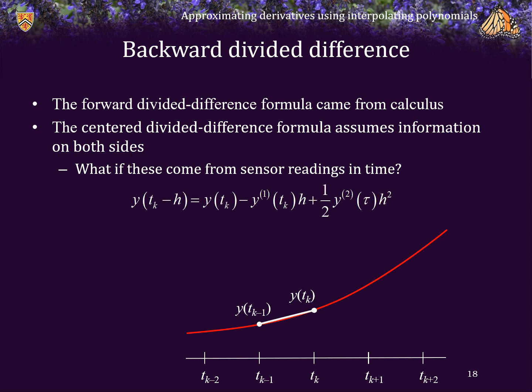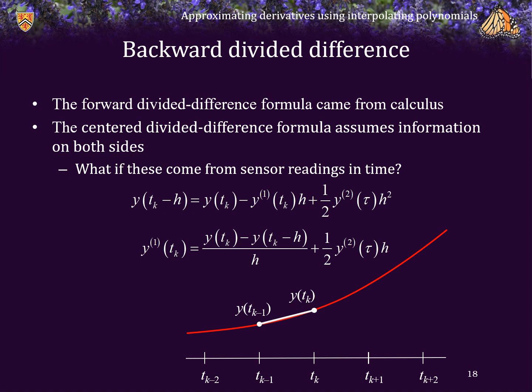So there's a Taylor series, and with a little bit of rearranging, you can see that the derivative is this backward divided difference formula plus once again a half times the second derivative at some value tau between t sub k minus h and t sub k, all times h. So this is again an order h approximation.